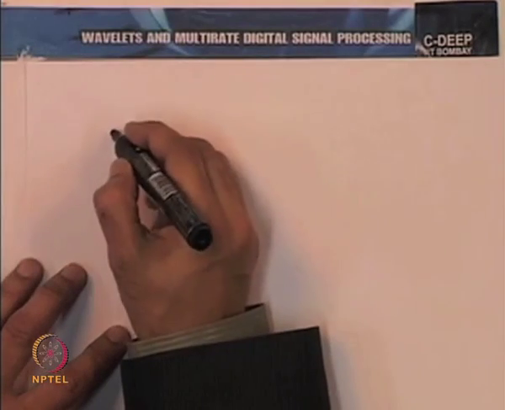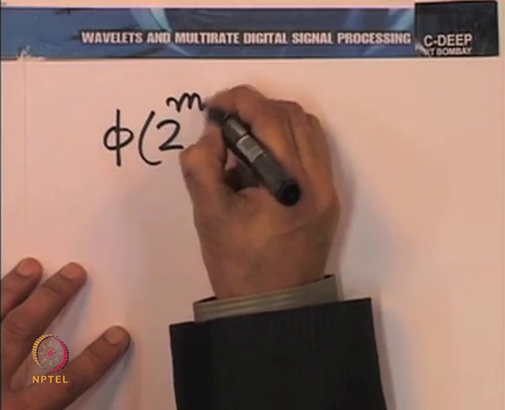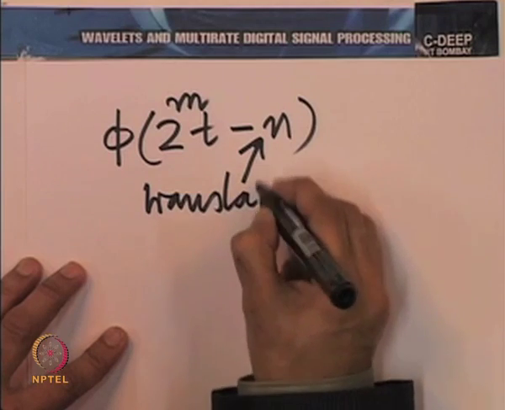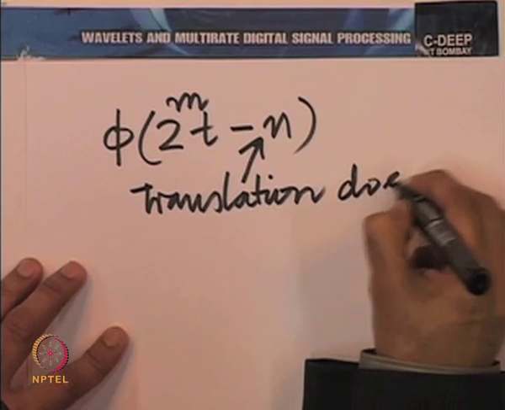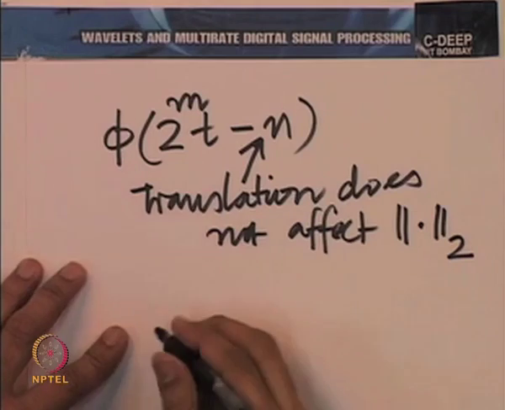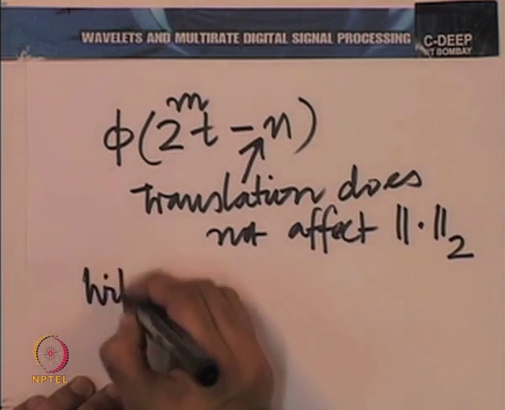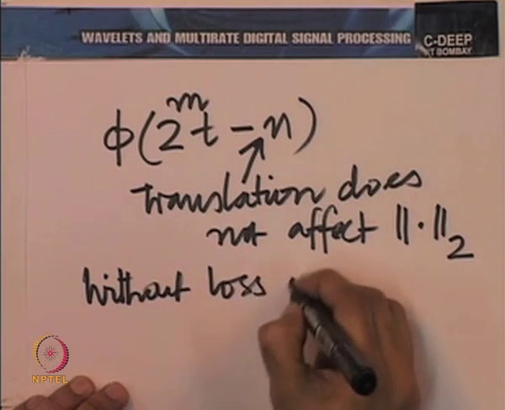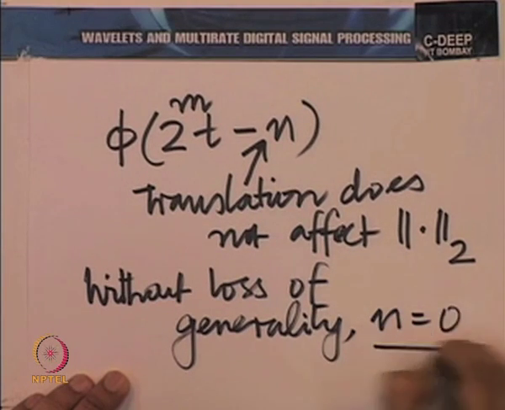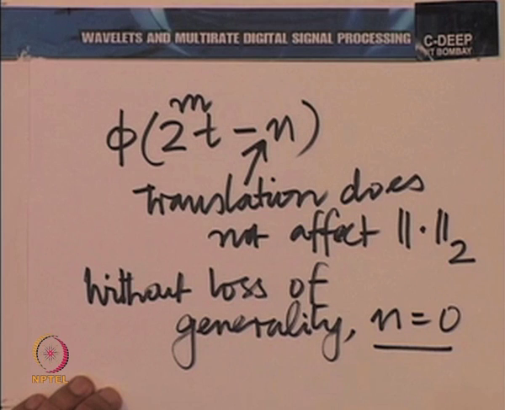So, I will take an instance. Let us take any arbitrary m and let us look at the norm. If we consider phi of 2 raised to the power of m t, and again the minus n does not affect the norm. I am talking about the L2 norm, and therefore, we can as well take without loss of generality n equal to 0. Let us find out the norm therefore.